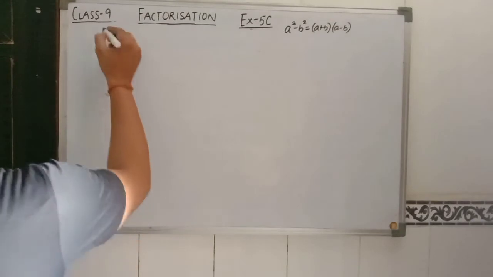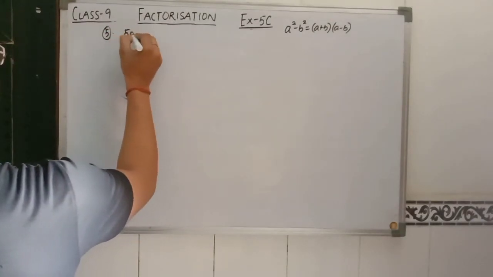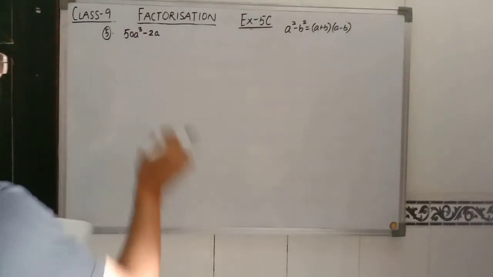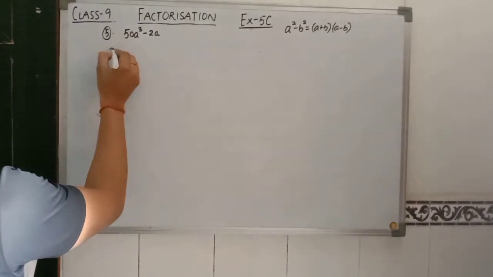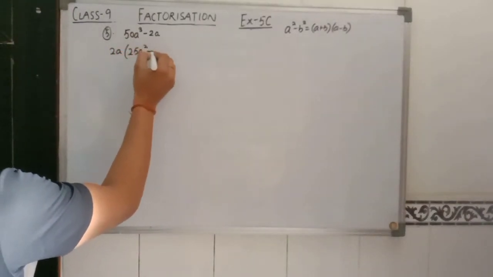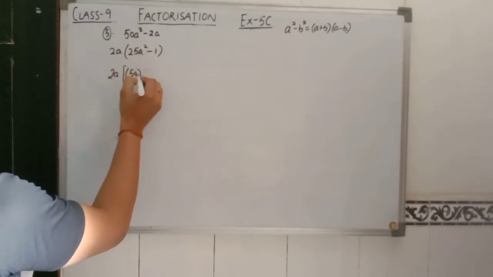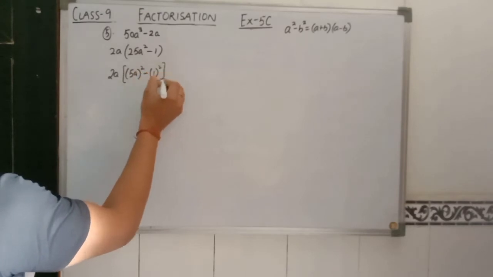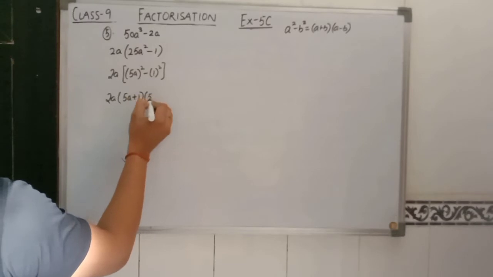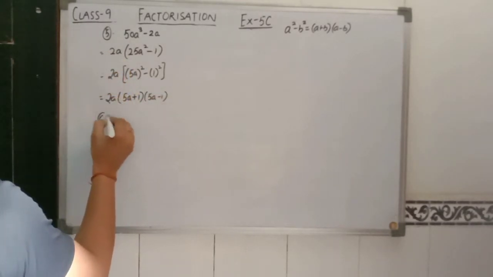Now we are coming to question number 5. Question number 5 is saying 50a cube minus 2a. Now one step here is different. Between these two terms, first of all we have to take 2a as common. So the result will be 25a square minus 1. Now inside the bracket we have to write (5a) whole square minus (1) whole square. Now it will become the identity: (5a plus 1) and (5a minus 1). So this will be the answer of question number 5.